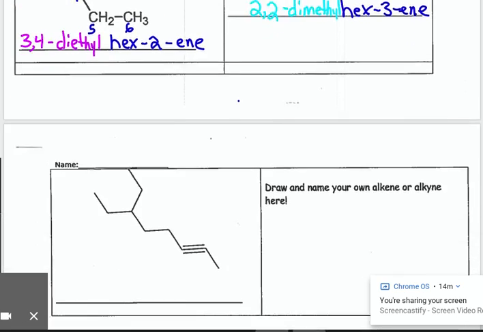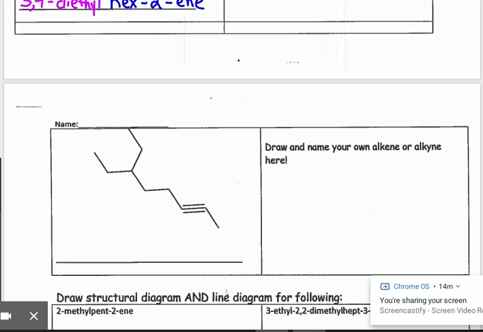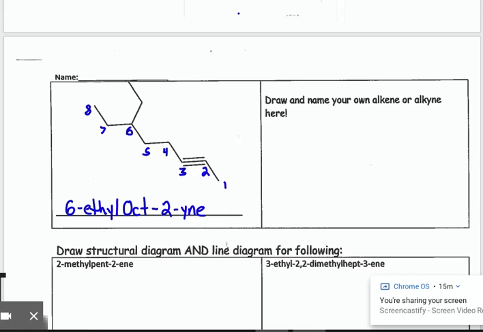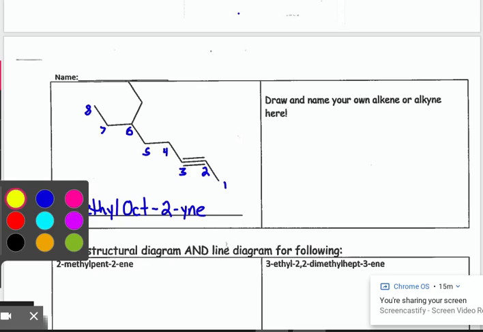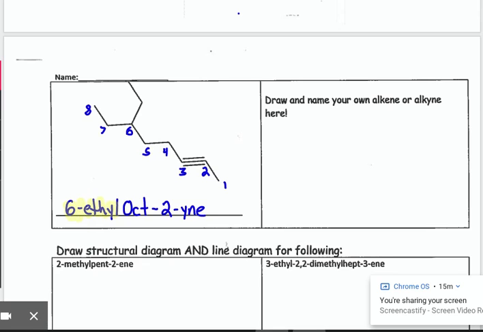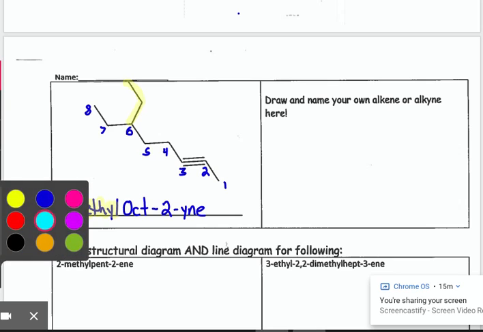All right, so let's name our last example. So this has 8 carbons, so it's an oct. The triple bond starts on carbon number 2, and there's an ethyl group coming off of carbon number 6. So the name for this is 6-ethyl, and then the 2-yne right here, and then our 8 carbons.